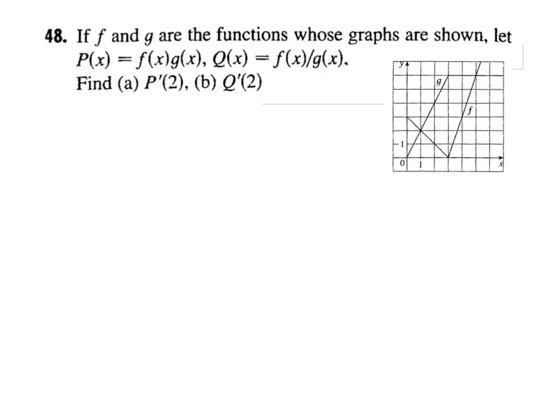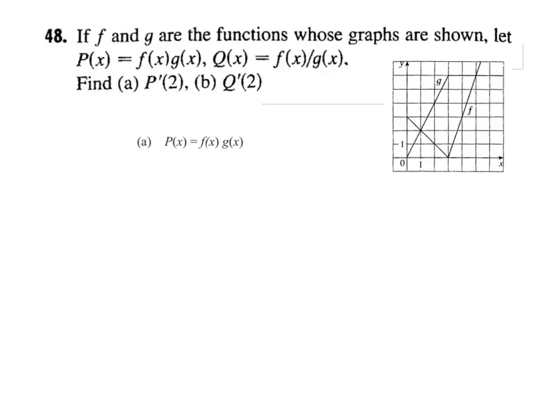f and g are functions, and the graphs are shown to the right. p of x is equal to f times g, and q of x is equal to f divided by g. First one we're going to do is part A, p prime of 2. In this one, p is defined the same way it was in our last example. So I'm not going to do any new u's and v's. I'll just use the same ones from before.